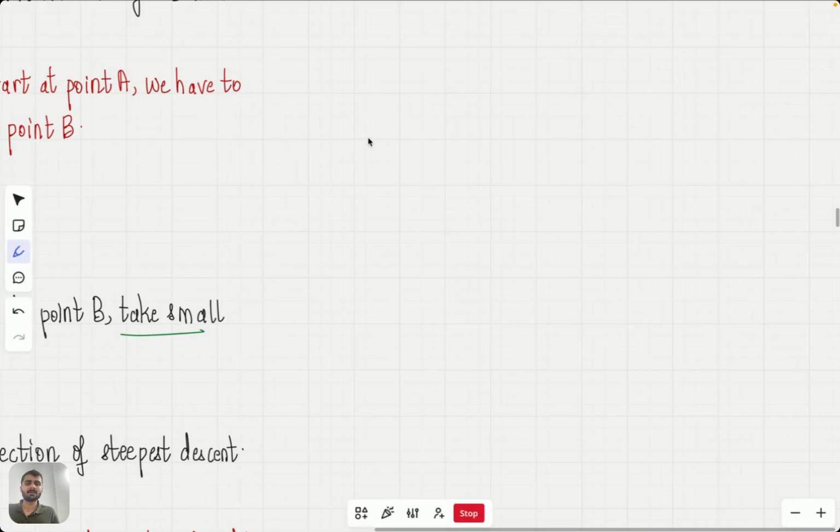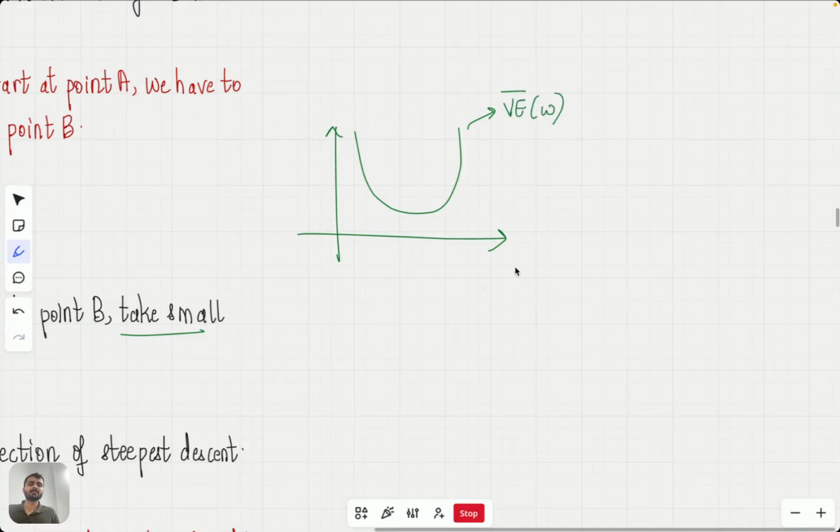So let me explain that with a 2D example. Let's say this is the error, the error which we described before, and let's say this is the weight. Let's say we have a vector of a single weight value, and I start from this point.